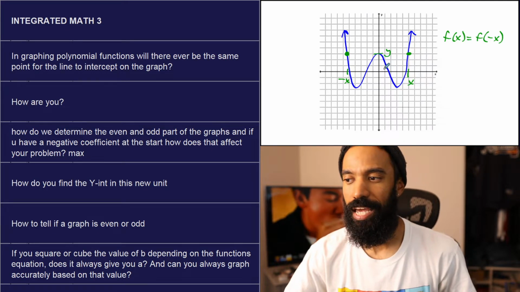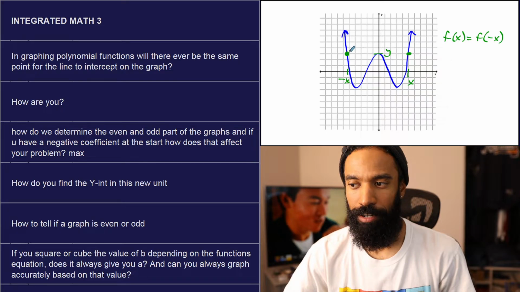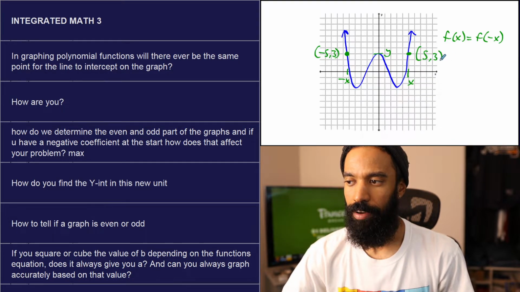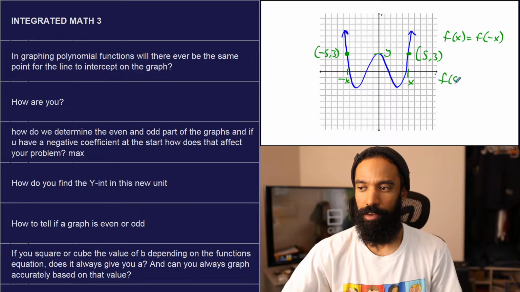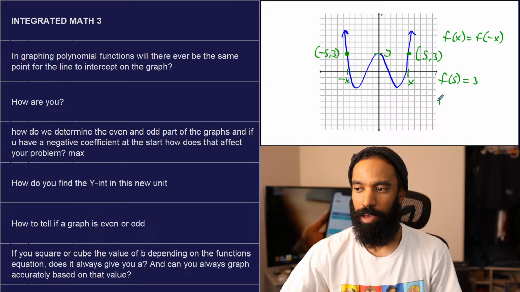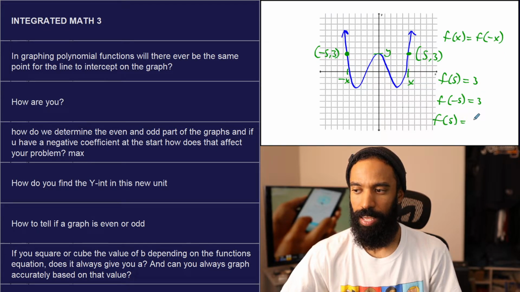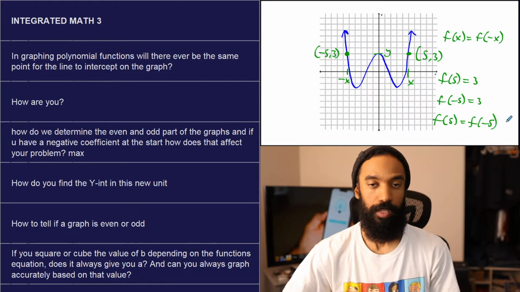Substitute something in. So pretend this was (5, 3) and (-5, 3). It looks like I drew that actually okay. That means f of 5 equals 3, f of negative 5 equals 3. Therefore, f of 5 equals f of negative 5. That's how these things work here.